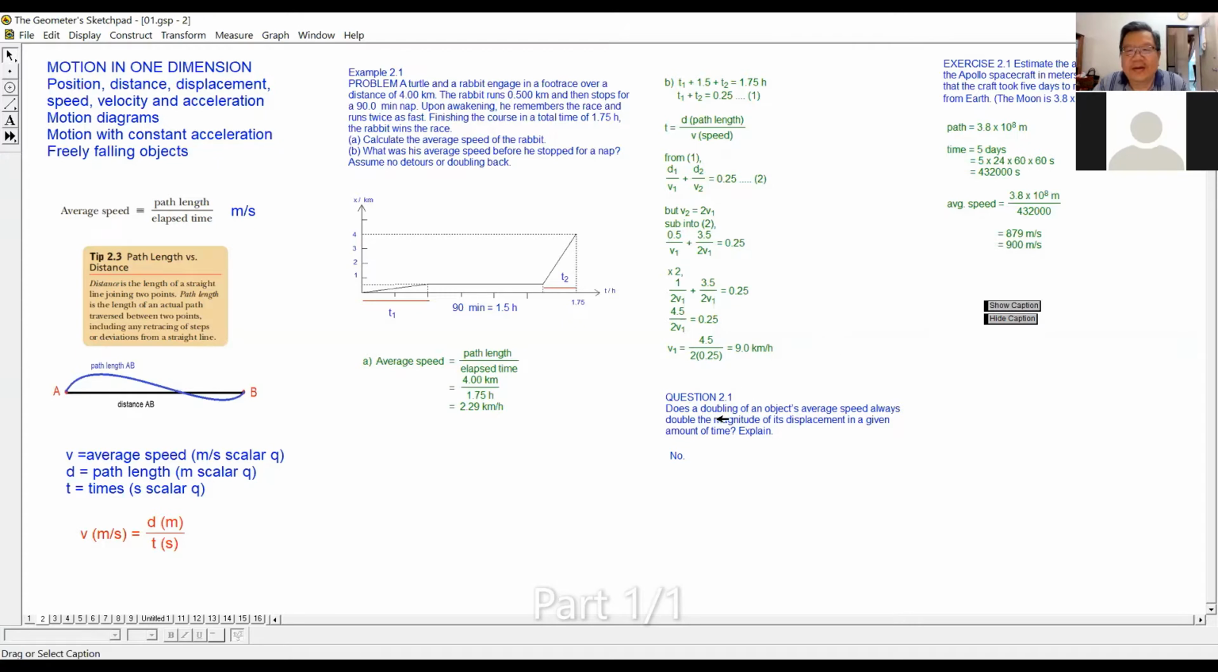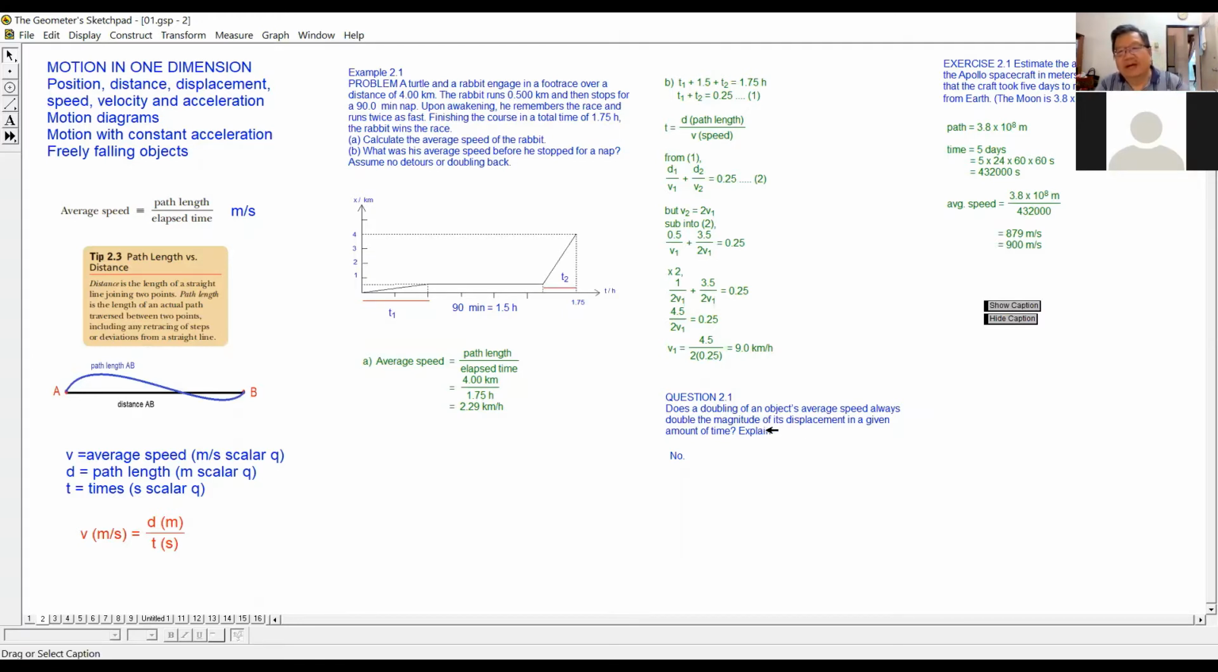You read question 2.1. Does a doubling of an object's average speed always double the magnitude of its displacement in a given amount of time? Explain.